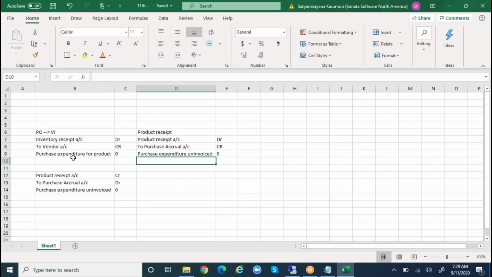Okay, clear or any doubt in this? Yeah, only one, related to purchase. We have not paid to the vendor, but in inventory it is affecting the finance, right? The financial account. How can we see that? In the product receipt, the purchase accrual account will show here, but actually we have not done the payment. Once it is invoiced, we will do the payment.